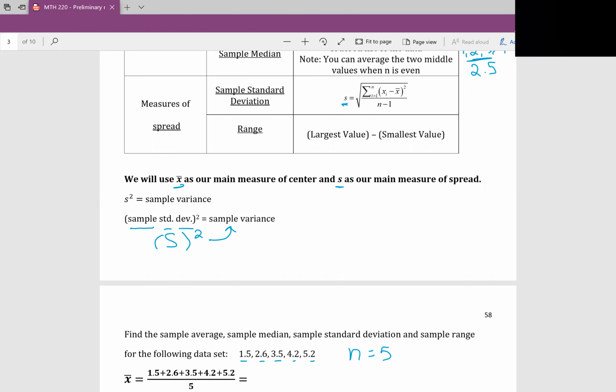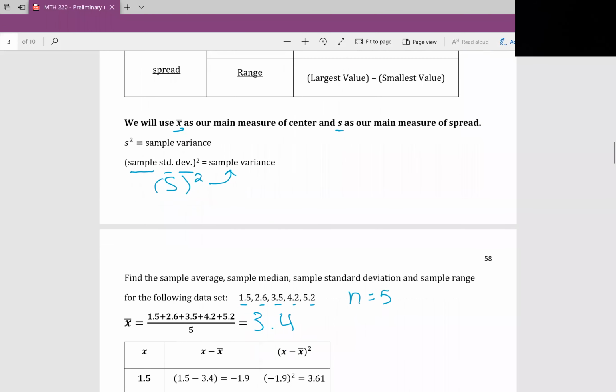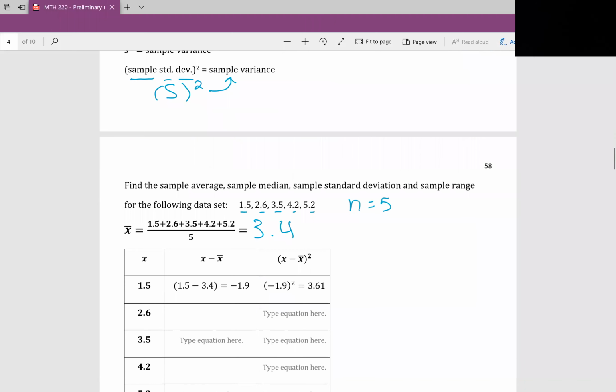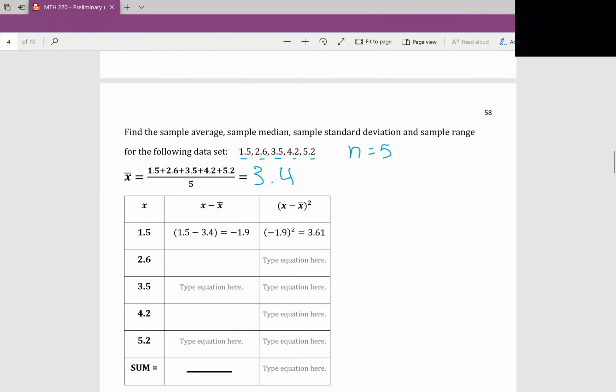When you type that in your calculator, you should get 3.4. Okay, we had to calculate the sample average first because we need that in order to calculate the sample standard deviation, which is the next calculation I'm going to show you on this chart. So if you could just ignore the part that says "type equation" here, that shouldn't be there. We have this chart that we're going to fill out.